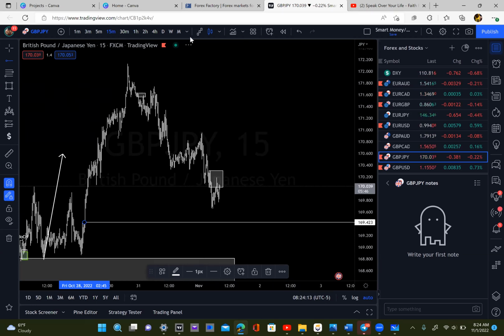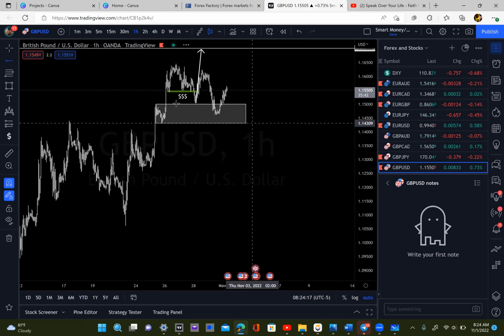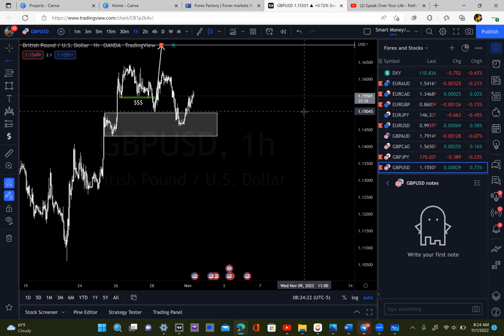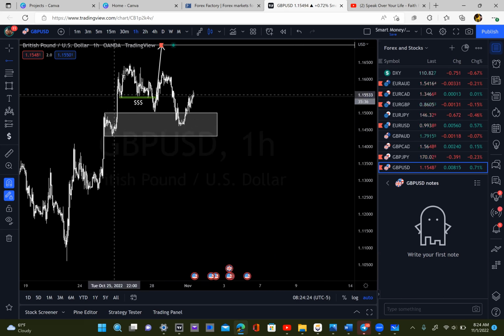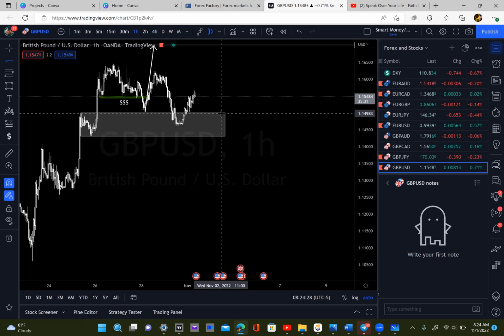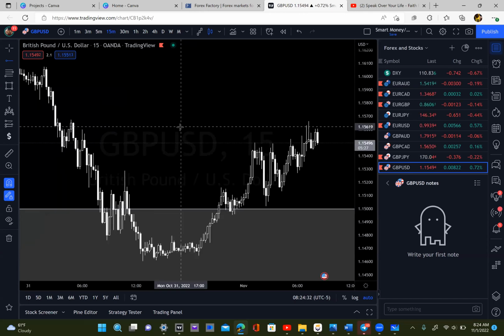All right. GU. Look at GU. Look what it did, Miss B. In the zone, came back. Consolidation here. Expansion. Retracement back down into the zone on the 1 hour. Let's see, 15-minute.